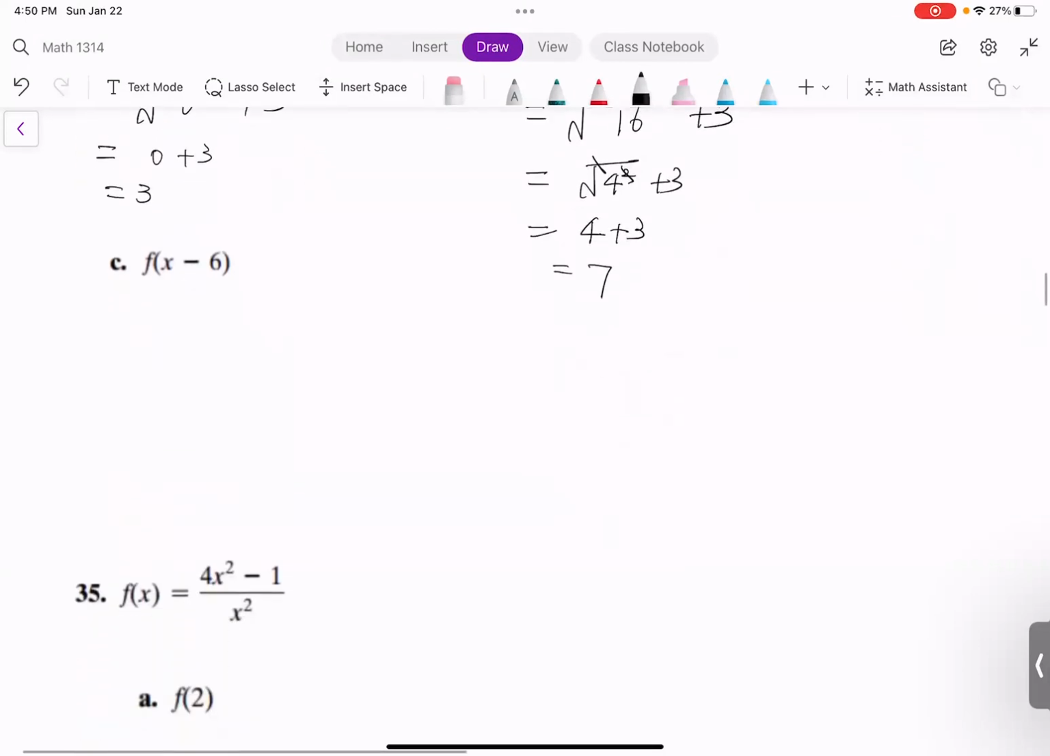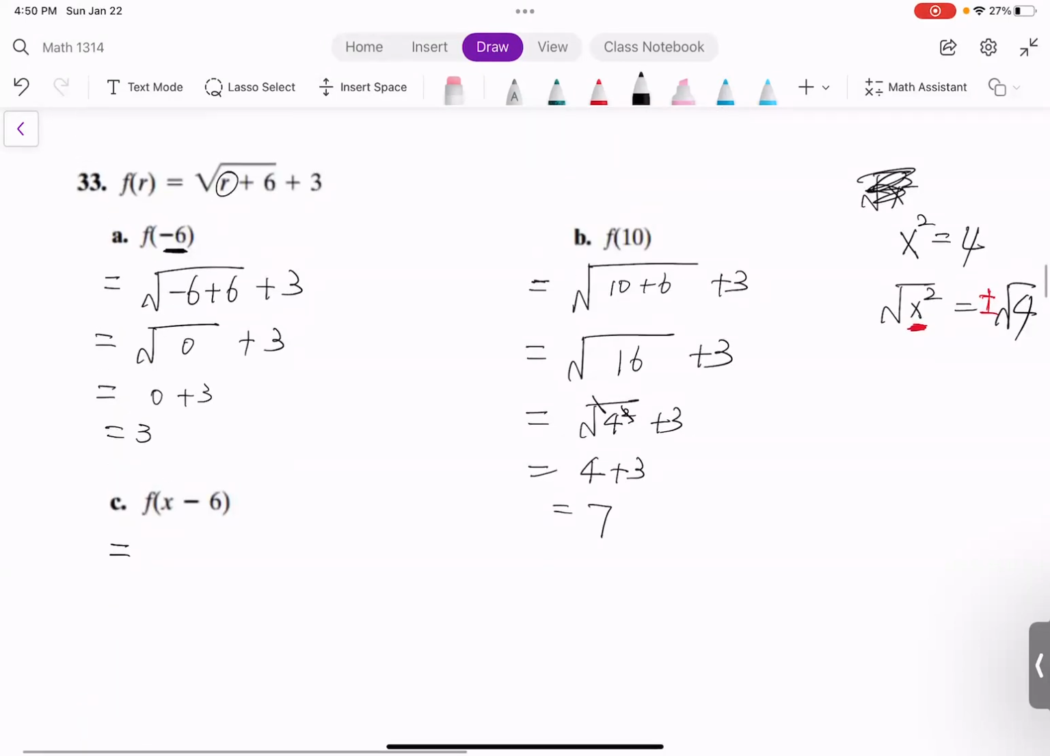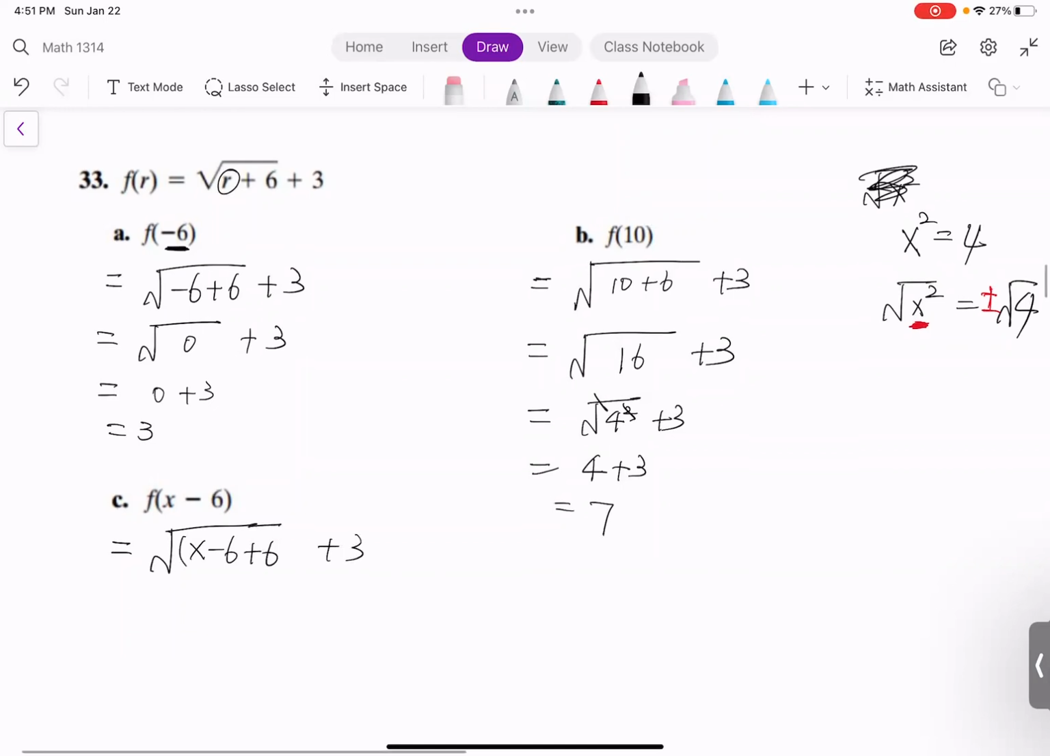Okay, let's move to number C. Number C input is x minus 6. Square root of, all the r are replaced by x minus 6, plus 6, plus 3. Someone will say, do you need parentheses? Yes, you can add it. Without it, it doesn't matter because that's the first term. Square root of x minus 6 plus 6, and then plus 3. Minus 6 plus 6 cancel. Square root of x plus 3.